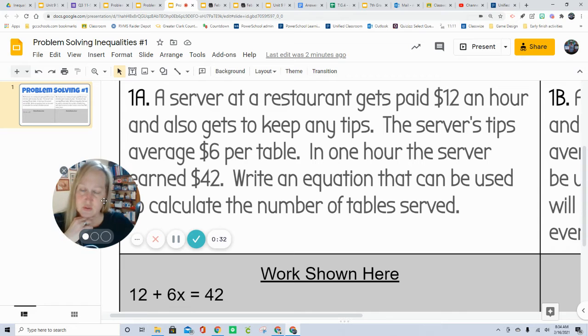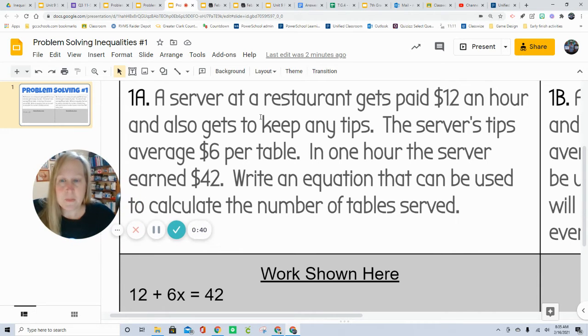So if you have a waitress or a server that's not doing a great job and you don't leave them tips, then they're really making very, very little money per hour. All right, so let's read our problem.